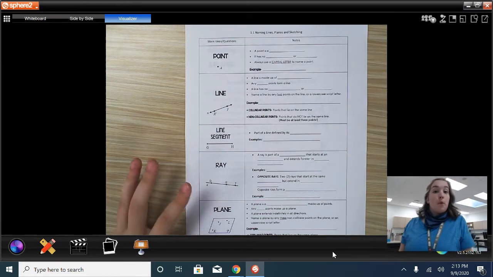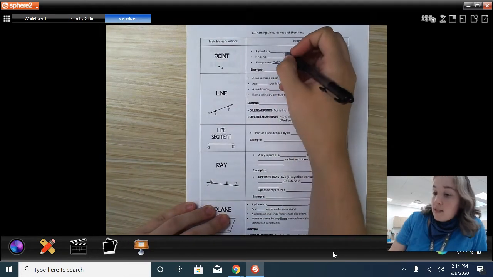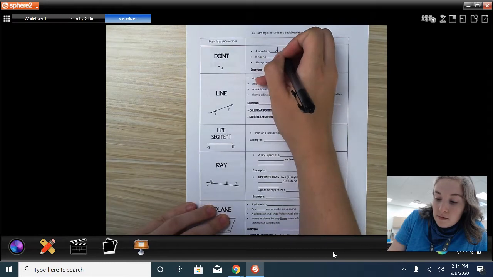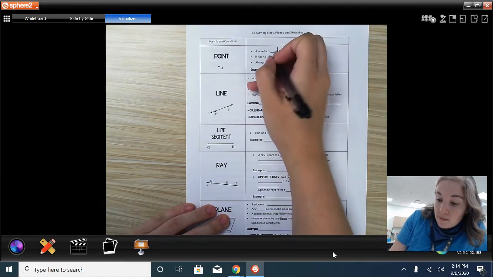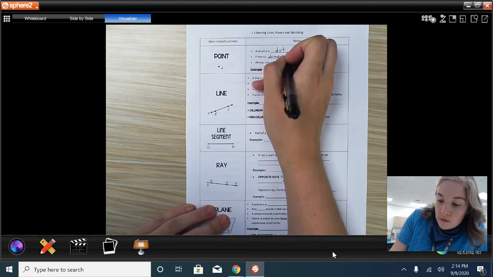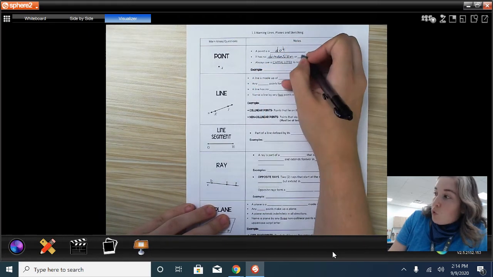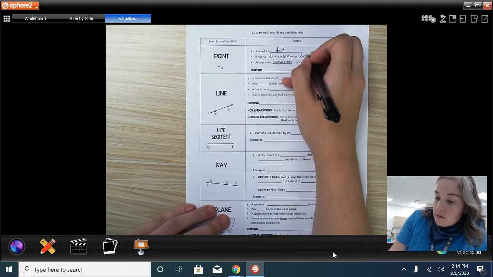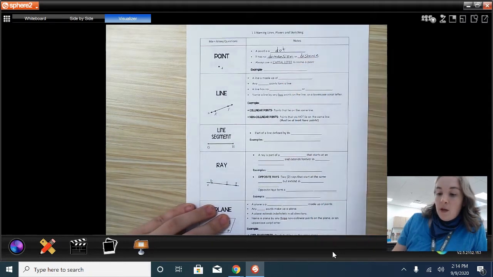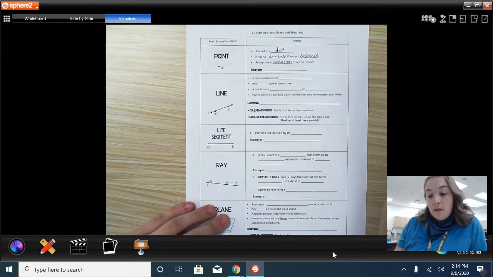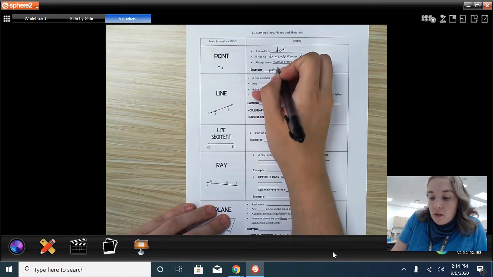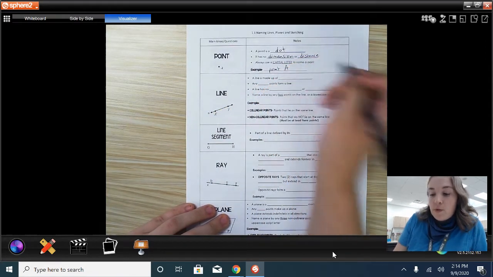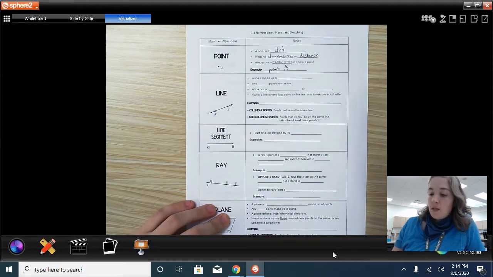So let's start with a point, all right? A point is a dot. That's right, it's a dot. It has no dimensions, nor distance. We always use a capital letter. So in our little picture right here, I would call this point A. Always use a capital letter when referring to a point.